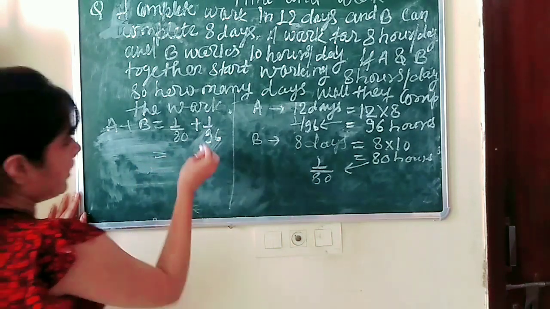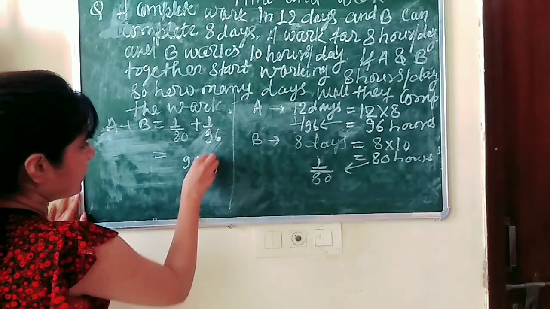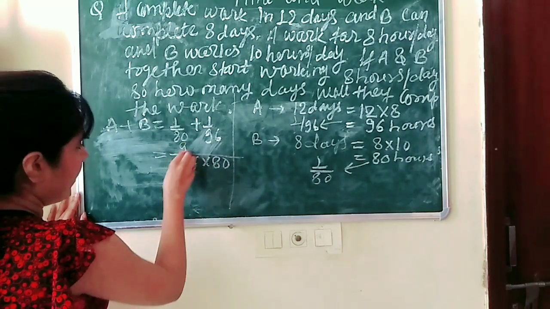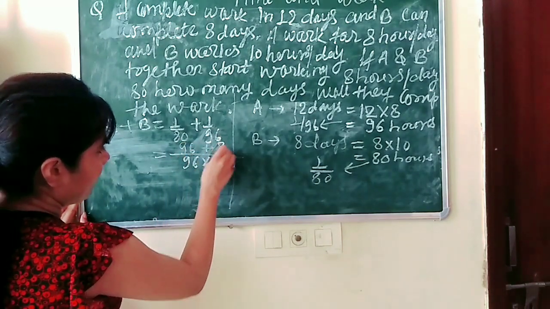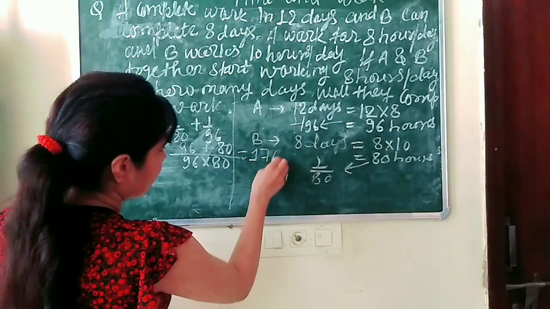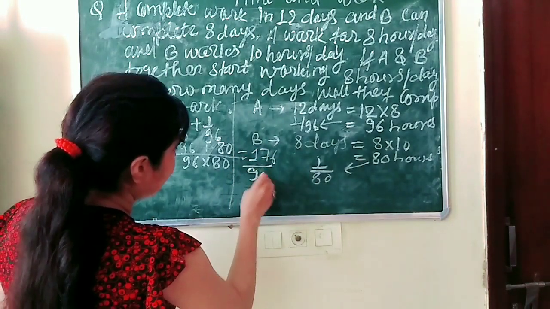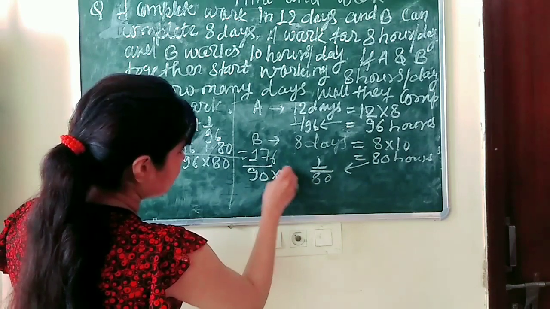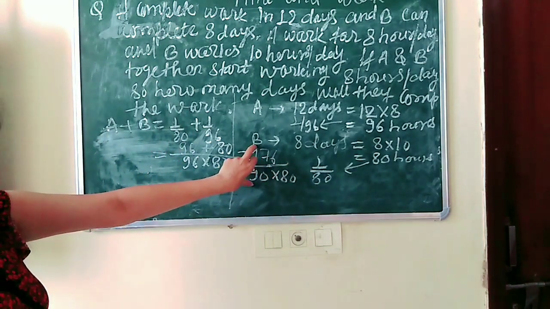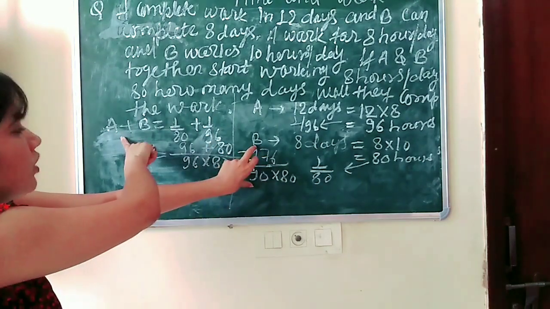So we will simply take the LCM, so that will be 96 into 80, and in the numerator 96 plus 80. So we will get 176 by 96 cross 80. So this is the amount of work in 1 hour, okay, when they work together.